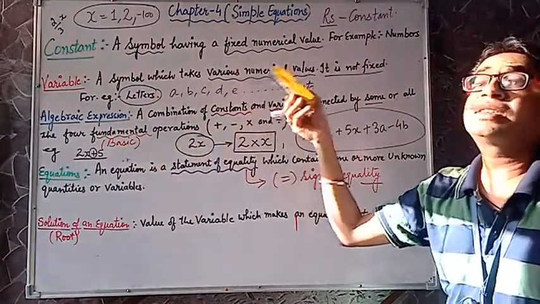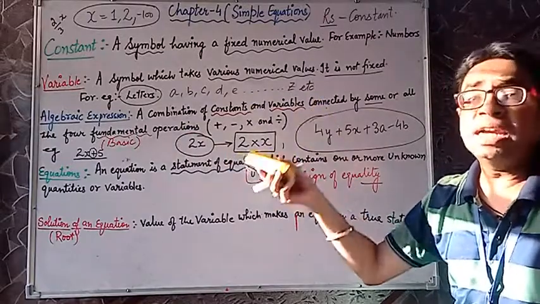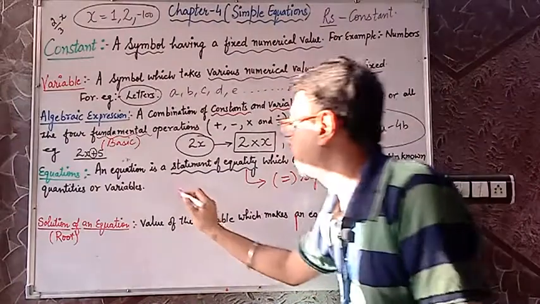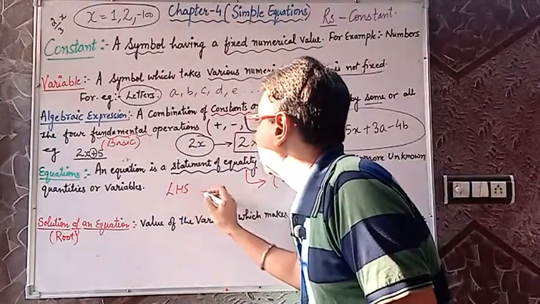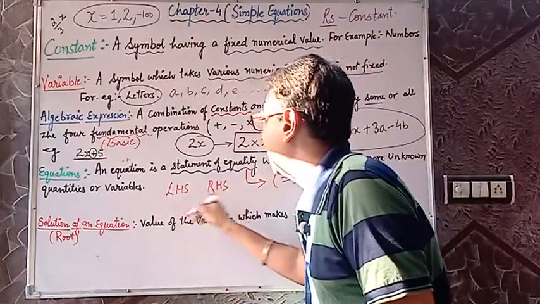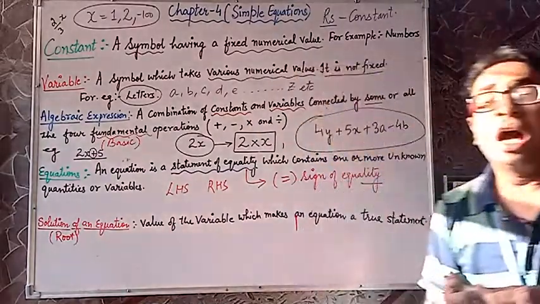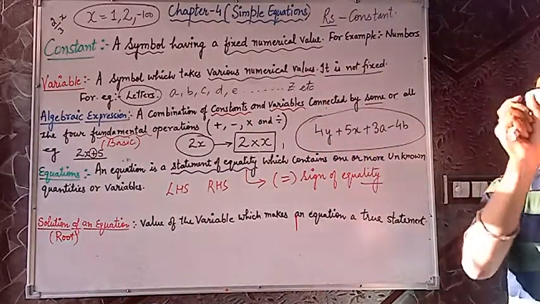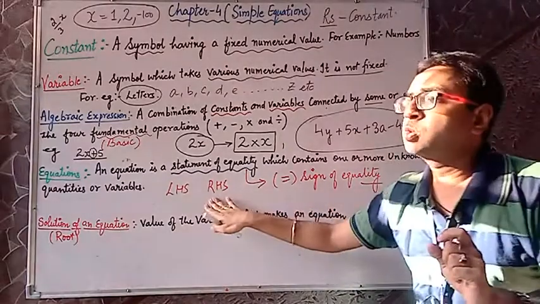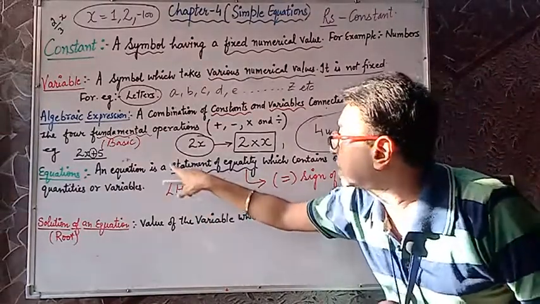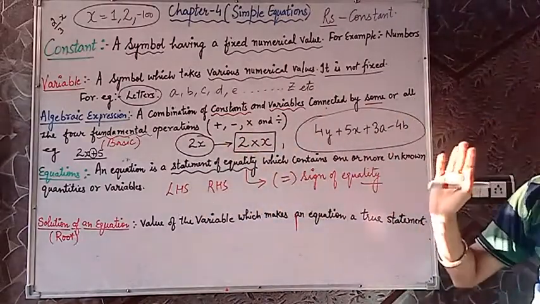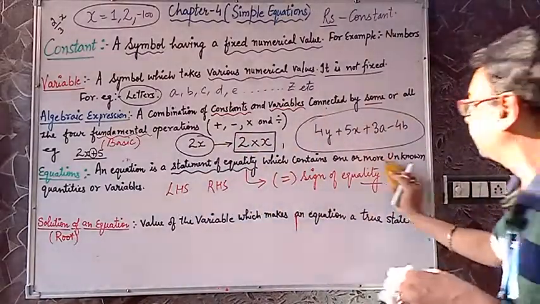An equation is a statement of equality which states that two particular things are equal. Basically, it contains an LHS side and an RHS side. LHS means left hand side, RHS means right hand side. When we prove LHS equal to RHS, this is what we actually prove as the statement of equality. We prove this equation. Any doubt in this? Okay.